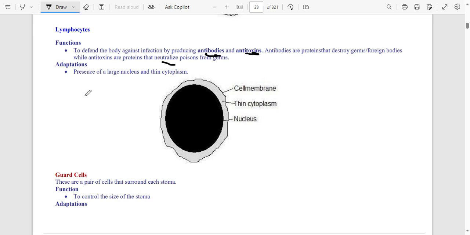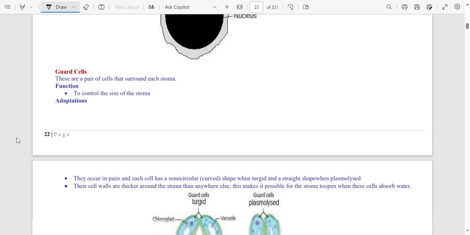Now, what is the adaptation? What makes the lymphocytes able to do their function? They have got a very large nucleus, and you can see this whole black thing is a nucleus, and then this one you can see here is a cytoplasm, a very thin cytoplasm. Okay, very large nucleus and a thin cytoplasm.